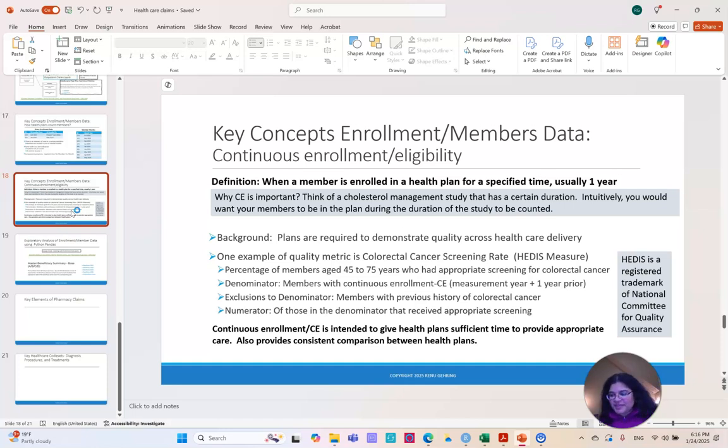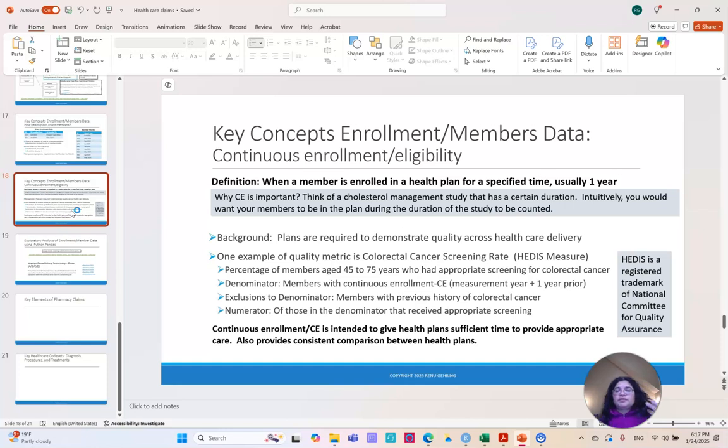So that brings in the concept of the gap. And the exclusions to the denominator are any members with a previous history of colorectal cancer, or a total colectomy, a procedure where everything is taken out surgically. After doing all these appropriate exclusions, we don't want to count the people who have had colorectal cancer because that's not relevant. They are not going to get screened anymore.